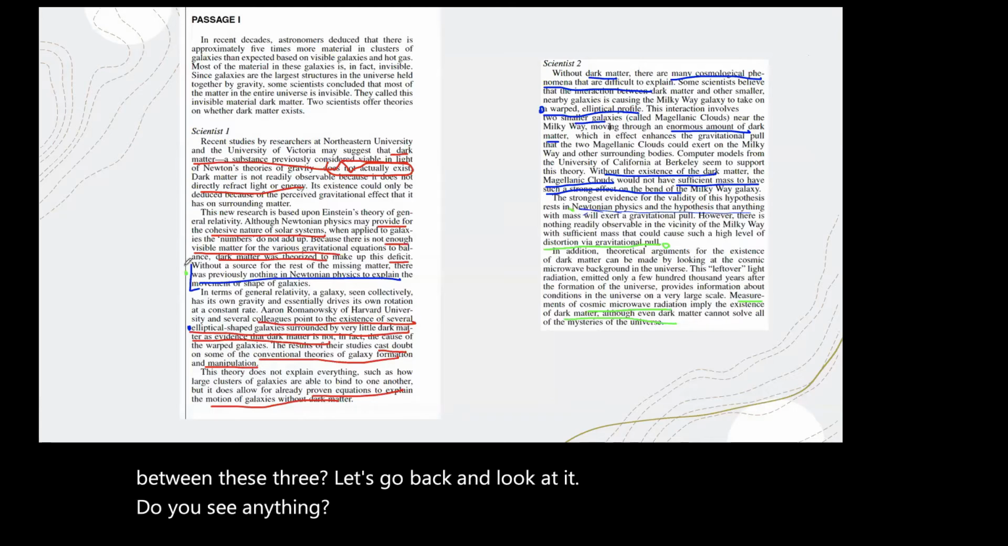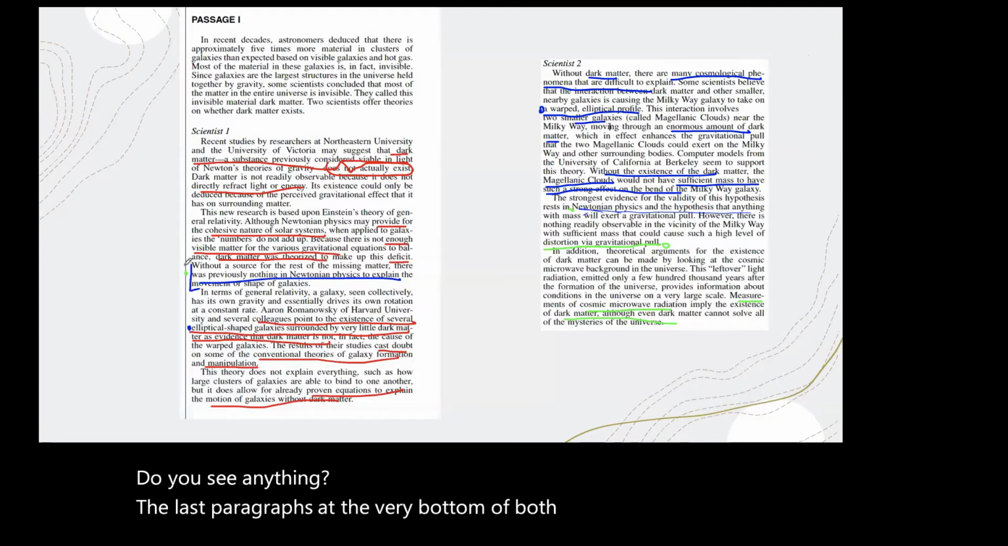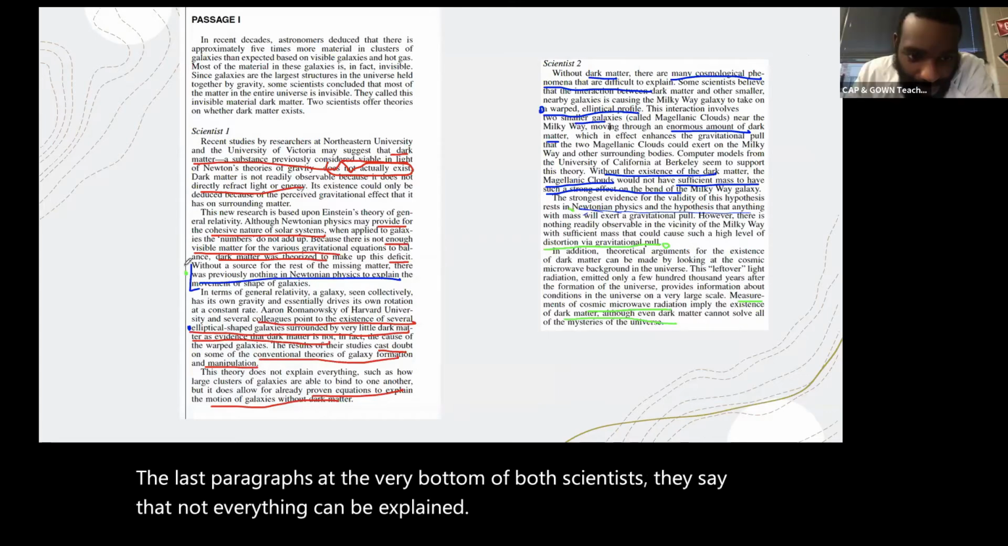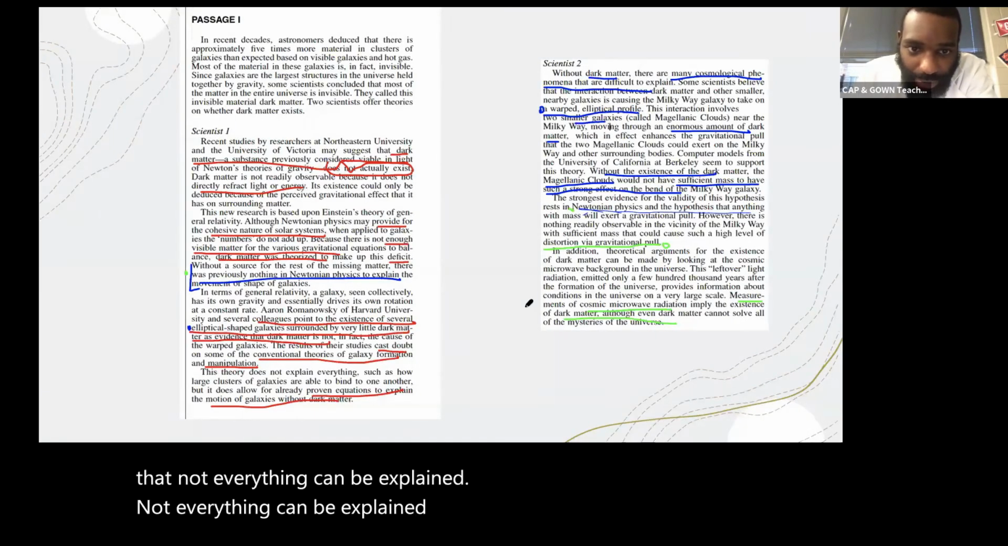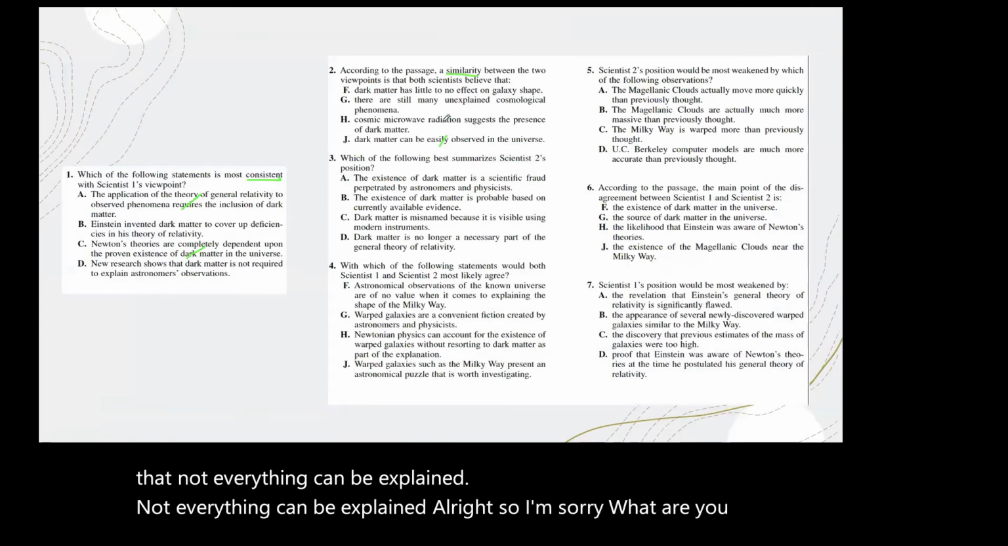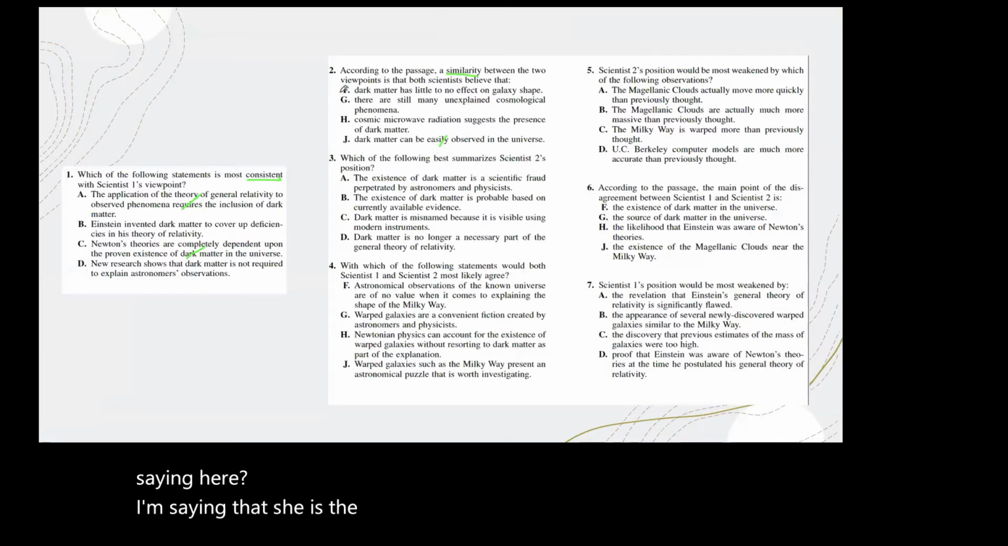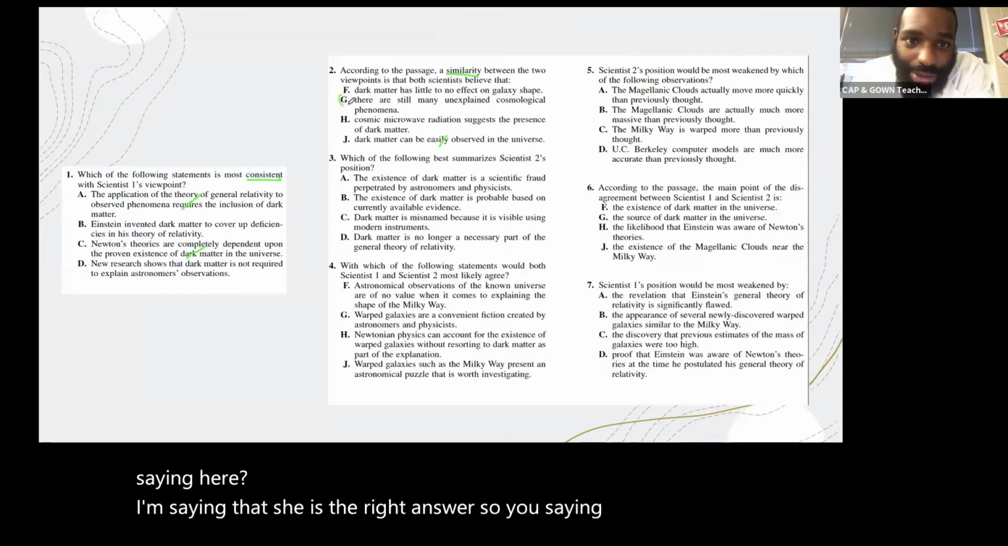The last paragraphs, at the very bottom of both scientists, they say that not everything can be explained. Right, not everything can be explained. All right. So I'm sorry, what are you saying here? I'm saying that G is the right answer. So you're saying G. All right. So that is correct.